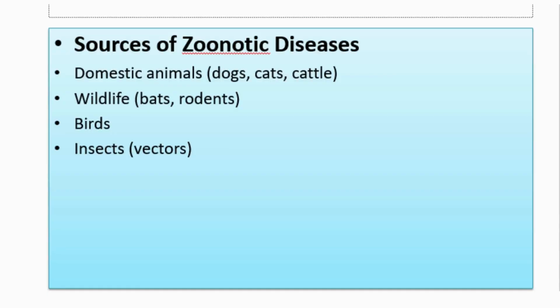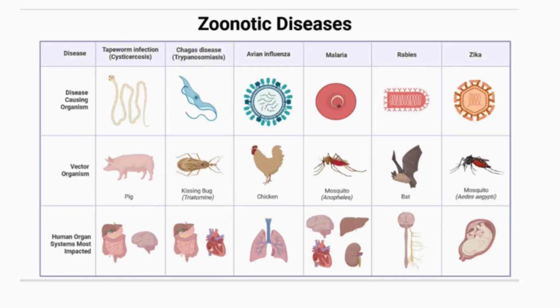So there are different sources of zoonotic disease, such as domestic animals, which are dogs, cats and cattle, wildlife such as bats and rodents, birds, and insects such as vectors. So there are different zoonotic diseases, for example, diseases classified by the causative organisms, the vector organisms, or the human organ system most impacted.